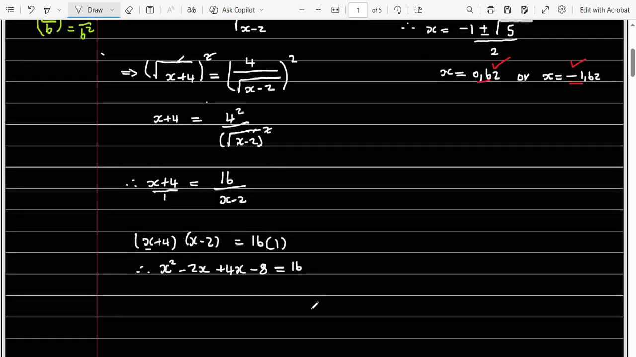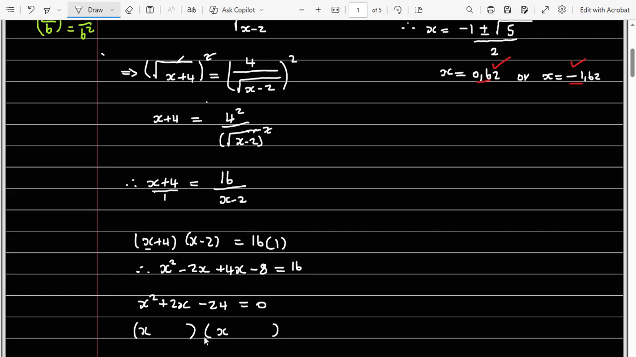So can we move the 16 to the other side? I'm going to move the 16 to the other side. This will give me x squared minus 2x plus 4x, that's positive 2x. Therefore, the 16 goes to the other side, it becomes negative, which will give us negative 24. And this is 0. Can we factorize this? Yes, we can factorize that.